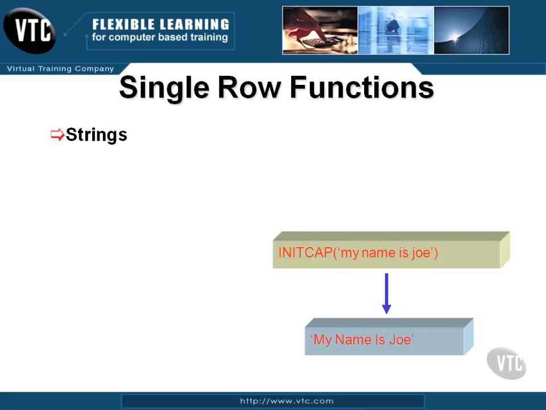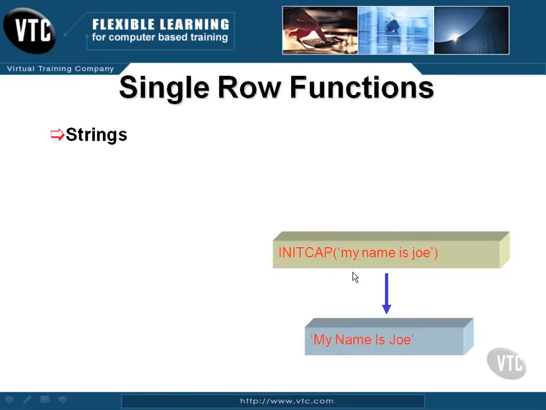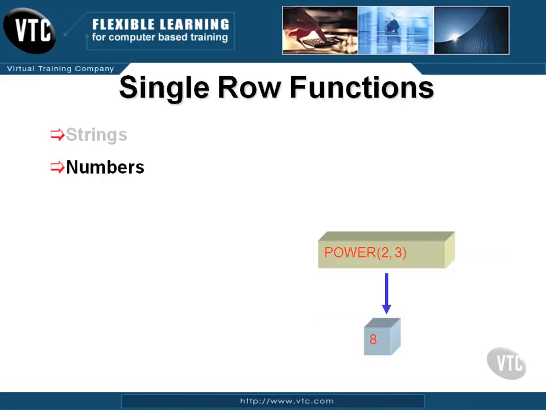There are string functions, the one you saw before, upper name, and various functions you've seen so far in this course. You've seen initcap as well. Initcap capitalizes the first letter in each word. So you're going from my name is Joe in lowercase to My Name Is Joe. Actually, this is called mixed case. Numbers. A number function, for example, is the function that raises a number to a power. And it simply says power 2, 3, which means raise 2 to the power 3, or 2 times 2 times 2, which is equal to 8.